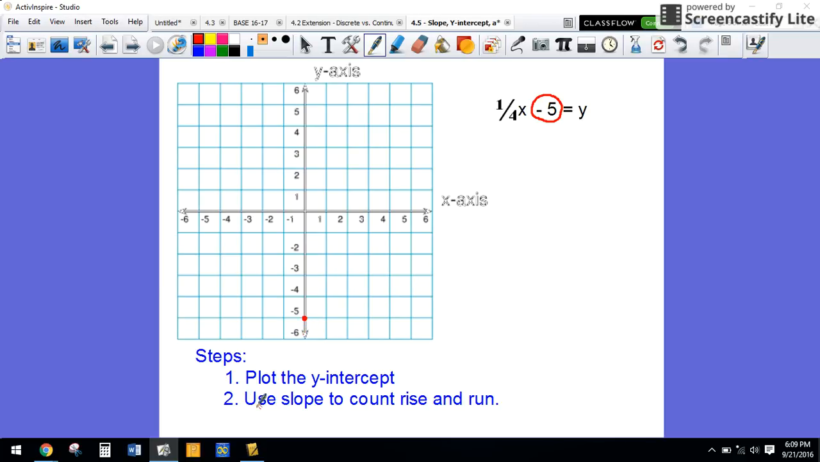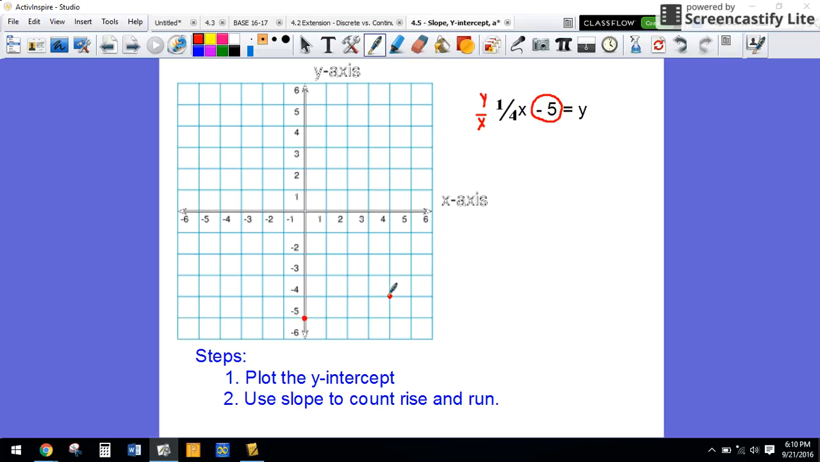The next thing I do is I use slope to count my rise and run. The biggest issue that kids have with slope is they forget that y is on top and x is on the bottom. So we have to make sure that we count up first and then over. That's why we call it rise and then run. So according to my slope, I'm going to count up 1 because it's a positive 1, and to the right 4 because it's a positive 4. So I'm going to count up 1 and then 1, 2, 3, 4.